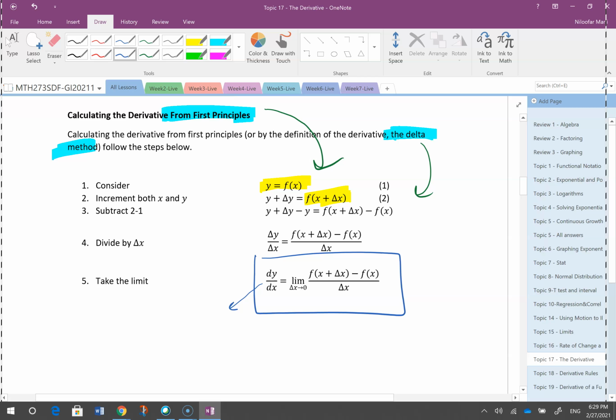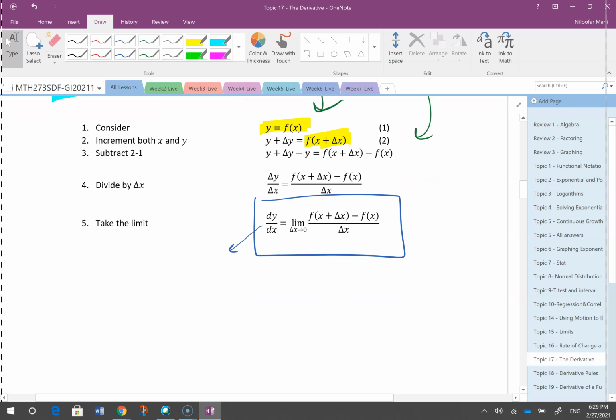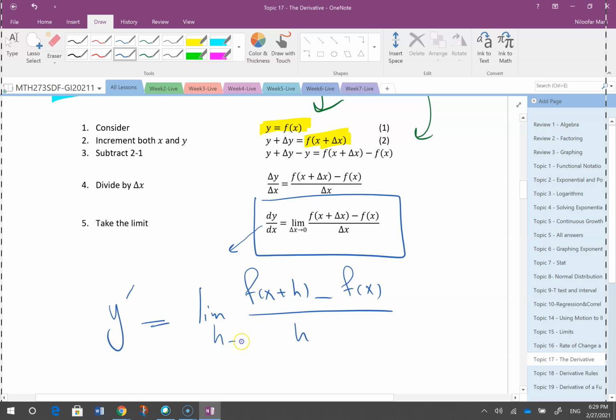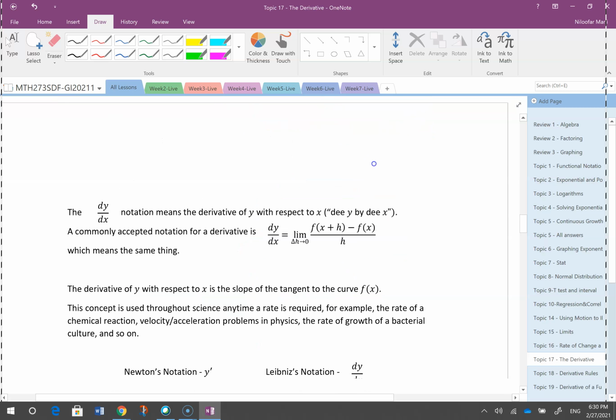Or some books use y prime, some books say f prime. Here I recommend using this. I always use that: y prime equals the limit of f of x plus h minus f of x, divided by h, as h goes to 0. I use that. So this is the derivative.